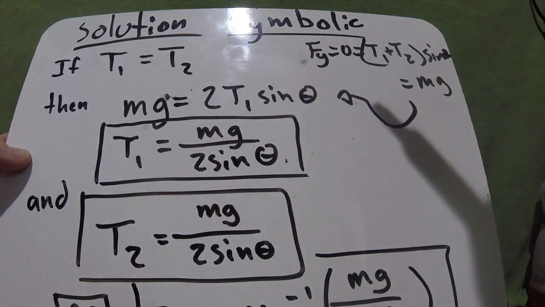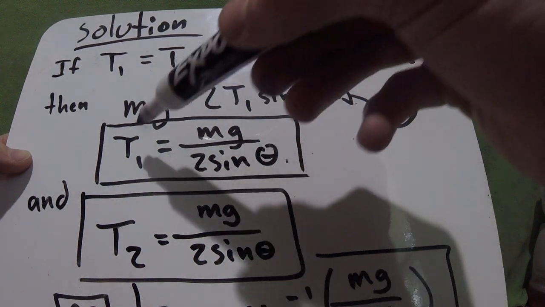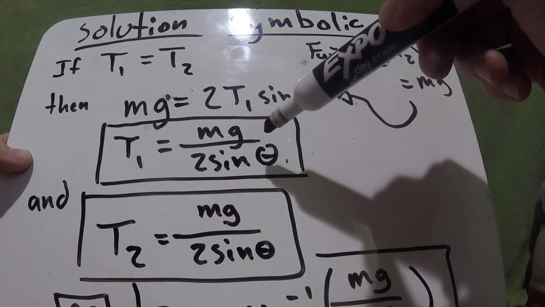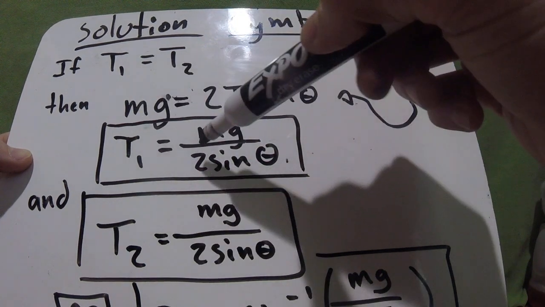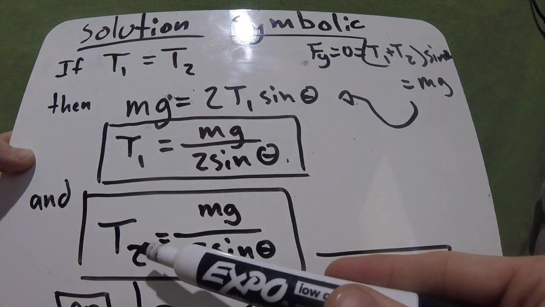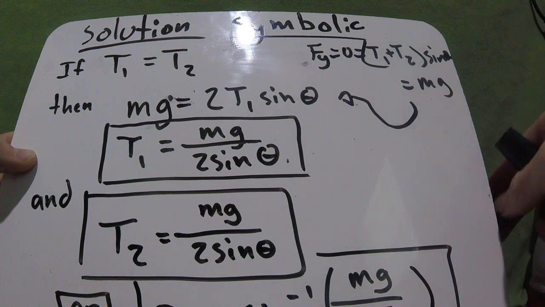A little algebraic manipulation, dividing by 2, dividing by sine theta, assuming we know theta, will yield T1 equals mg over 2 sine theta. Similarly, we take this and we can plug it into our first equation, and we can say that T2 is now also equal to mg over 2 sine theta.